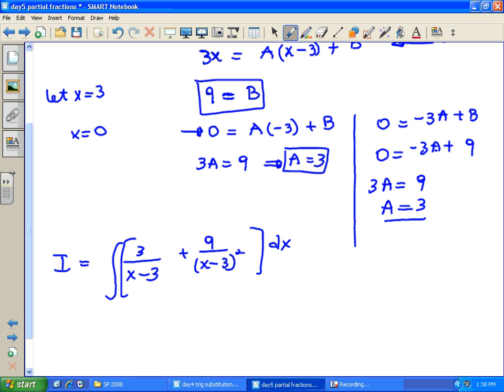Okay. How can we integrate this? I'll give you a moment to try it. You're going to have to use something different for the first and something different for the second one, but each one should not be that complicated in itself. So let me give you a moment to integrate.